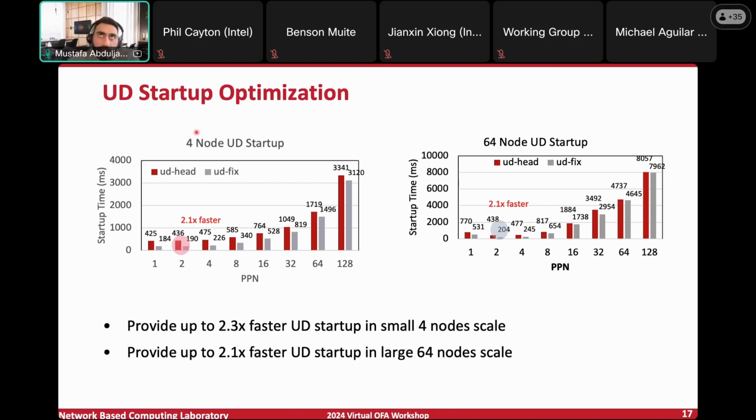So this is just showing how much we've improved the performance with UD startup at a 4-node scale and 64-node scale, from one single process per node all the way to 128 processes per node. And we see that we can achieve up to 2.3x faster UD startup in the smaller case and up to 2.1x speedup in the larger scale on the cluster.